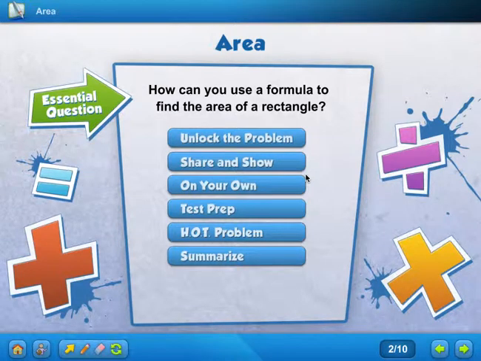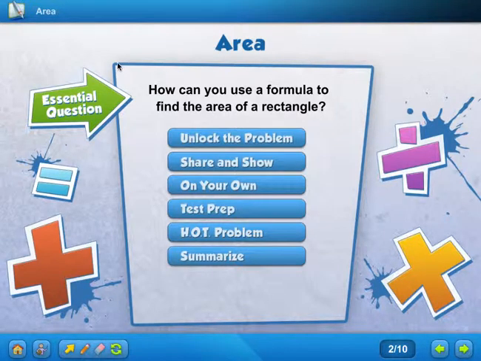Hi everyone, we are on lesson 13.2 and that is in your math book. Today we are doing area. We're learning about area. And the question asks, how can you use a formula to find the area of a rectangle? So how can you use a formula to find the area of a rectangle?